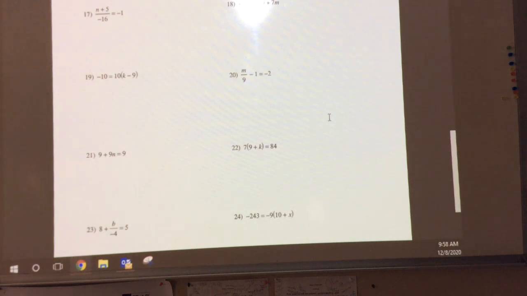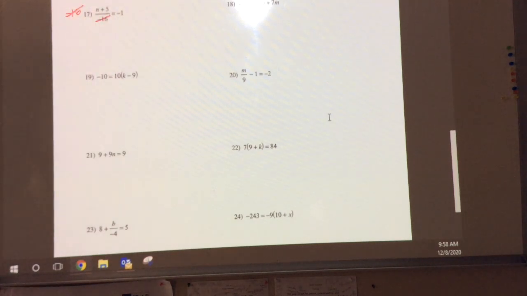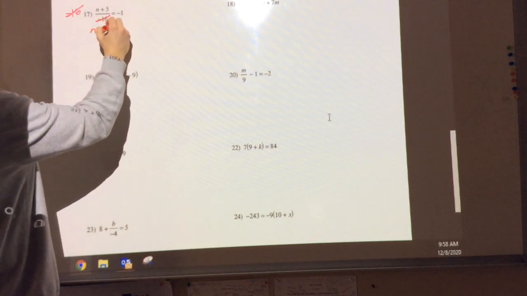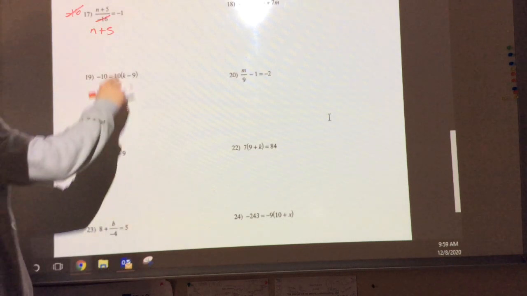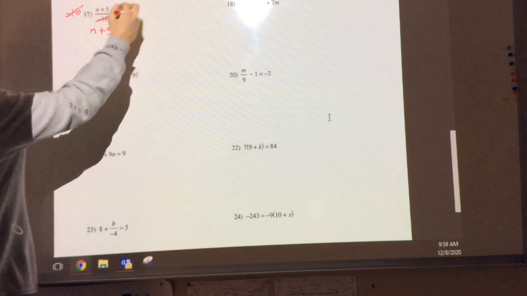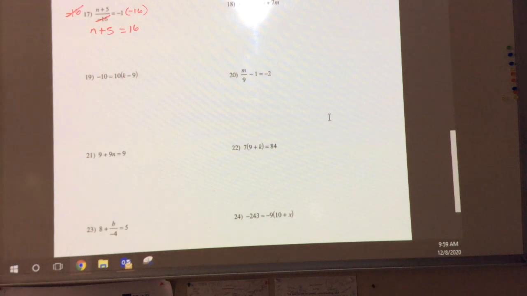Is this how we would set this problem up for the first part? Oh, yep, that's good. What am I going to multiply by first? By the denominator, negative 16. And so when I multiply by negative 16, this and this cancel out. Are we okay with that? Leaving me with n plus 5. What do I have to multiply that negative 1 by, Nathan? Multiply by a negative 16. Good, by a negative 16, which equals a positive 16. We're all okay with that?